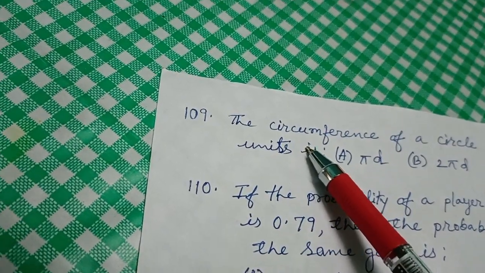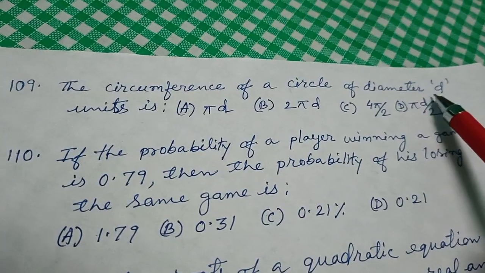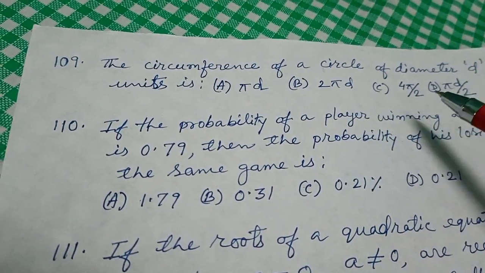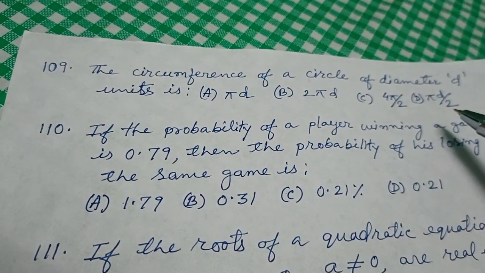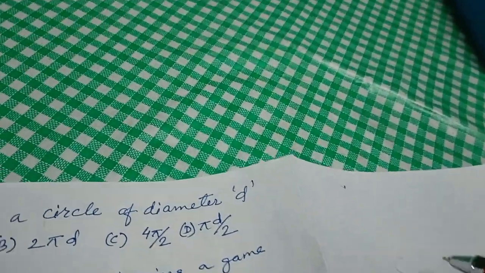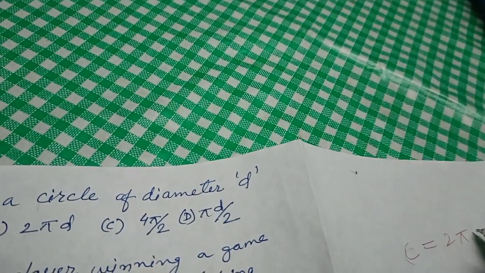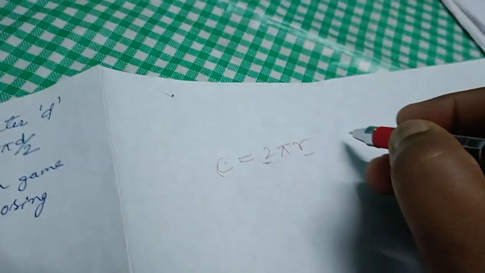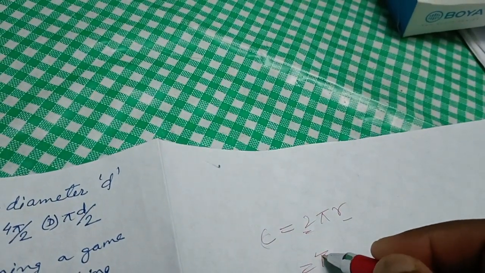The circumference of a circle of diameter d units is: pi d, 2 pi d, 4 pi d, or pi d by 2. So you know the formula for the circumference of a circle. Circumference of a circle is 2 pi r, yes or no? So 2r means diameter. So instead of 2r we can write pi d.